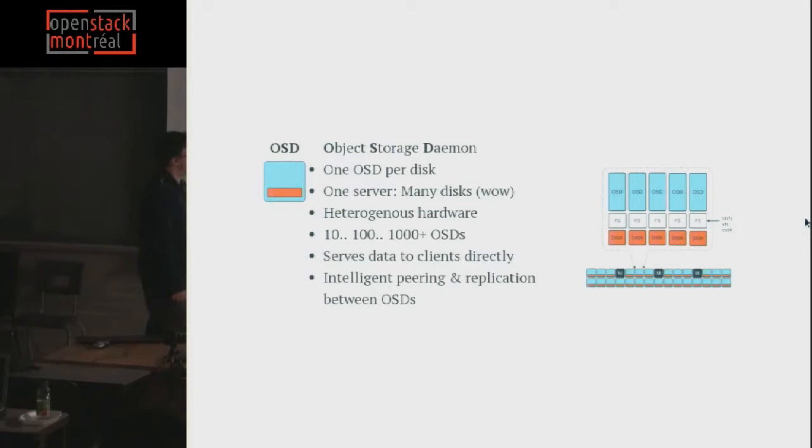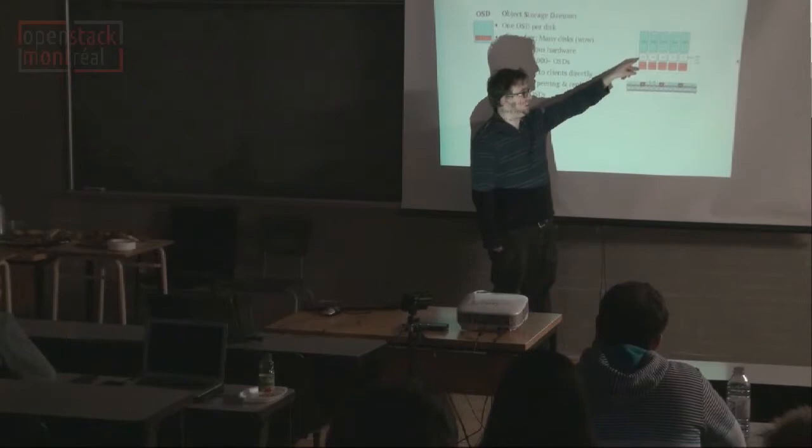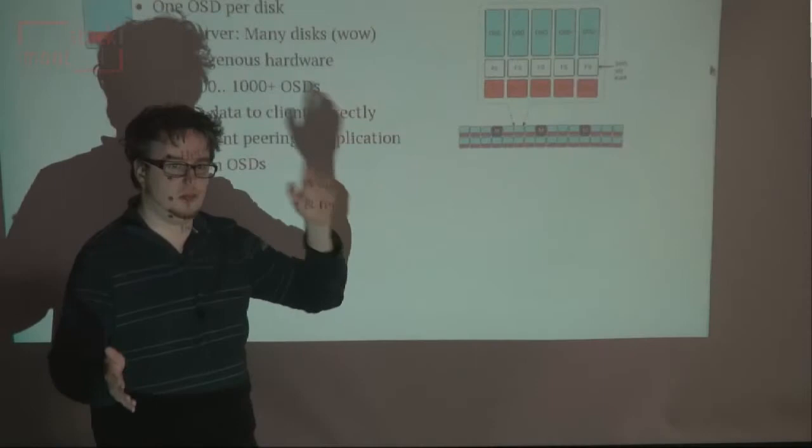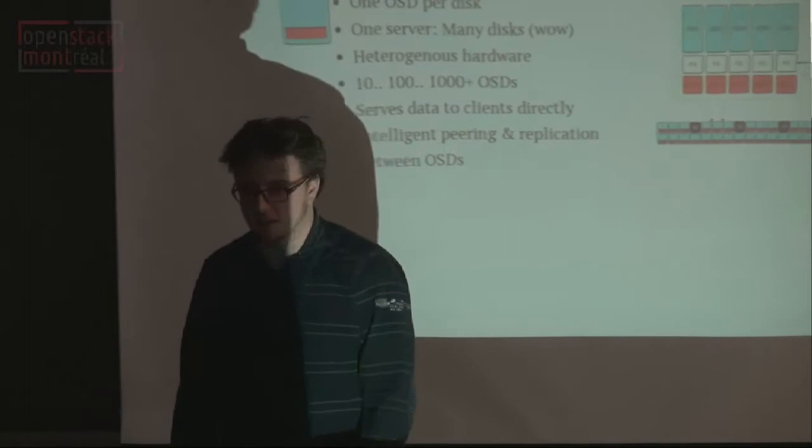So I have this unfortunate little schema here. So you have, for instance, the OSD, the daemon. The file system can be anything like BTRFS, XFS, or ext4. Ceph currently recommends XFS. It's like the best middle ground, since BTRFS isn't quite production ready yet. And you have your disks, and then you're going to have plenty of OSDs inside a cluster.